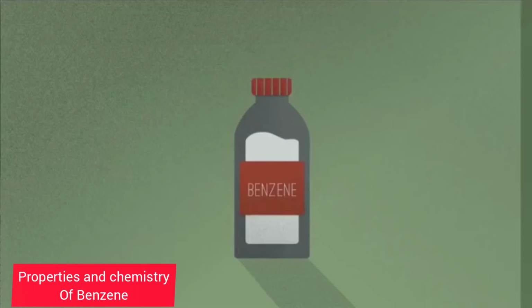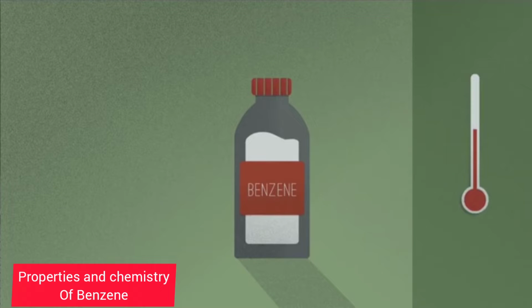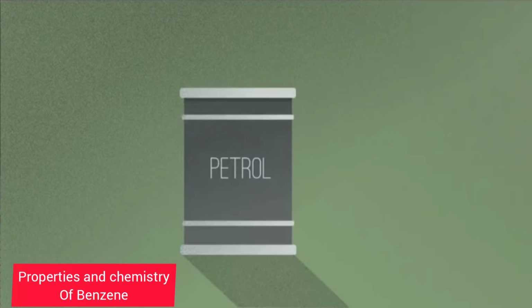Colourless liquid at room temperature. Its boiling point is 80 degrees Celsius. It's found naturally in crude oil and in fact smells a little like petrol.